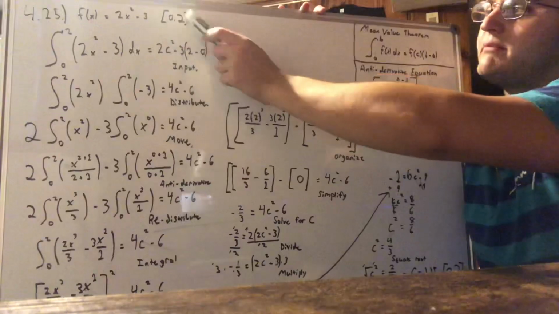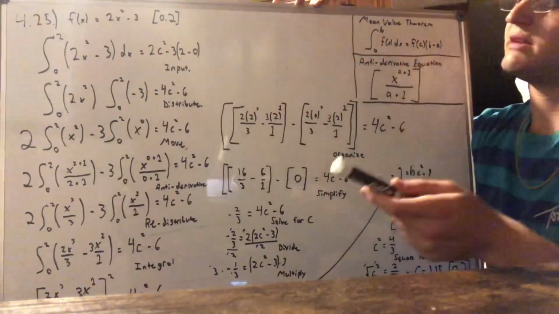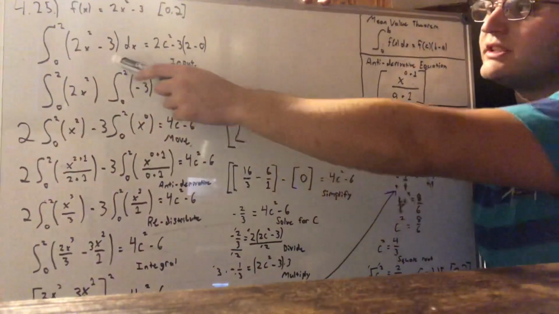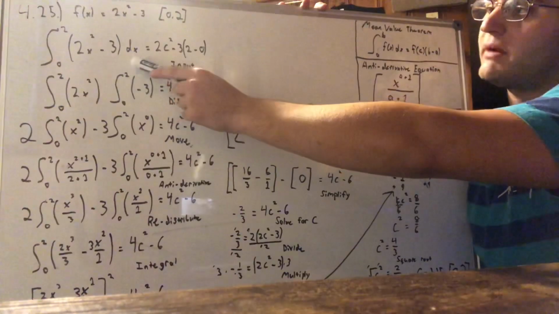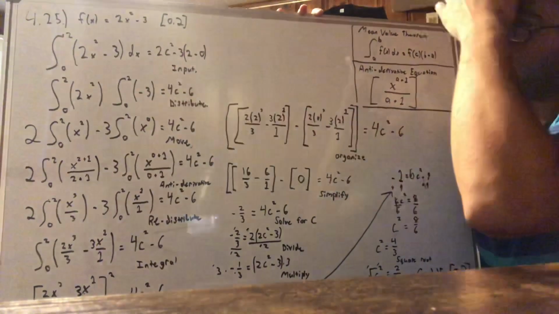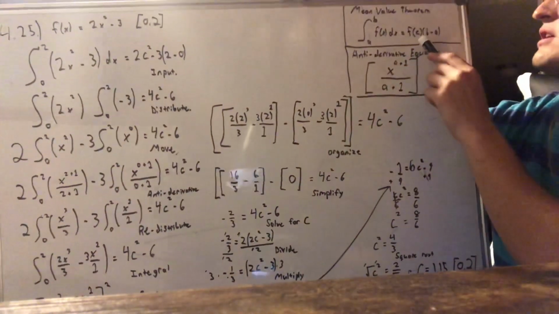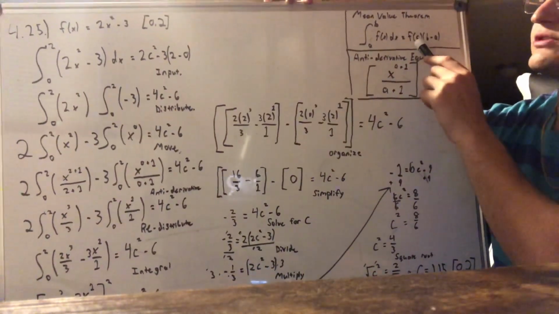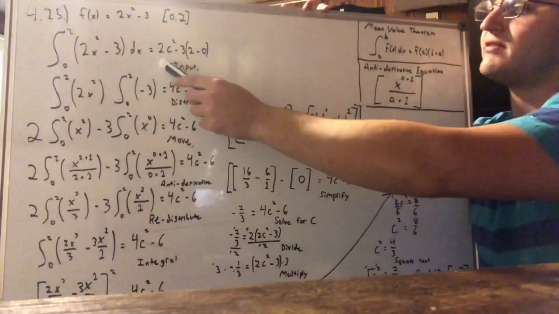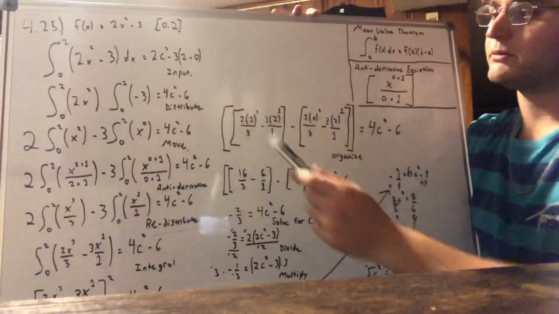So our a and b values go into the mean value theorem, and I end up getting the integral between 0 and 2 of (2x squared minus 3) dx. This is antiderivative dx, not derivative dx, and it equals 2c squared minus 3. That is just f of c, so you're just inputting c for x into the f of x equation, and then it's b minus a, which is 2 minus 0.